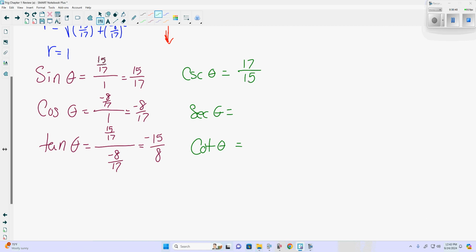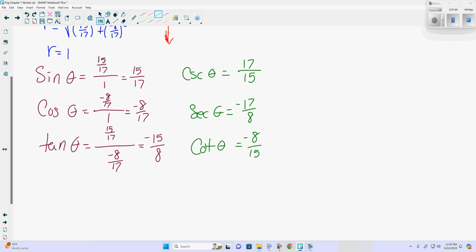Secant, 1 over cosine. So negative 17 over 8. And cotangent, 1 over tangent, we flip tangent. Negative 8 over 15. Now secant, cosecant, cotangent, all we've got to do is flip the fraction and we get our value.